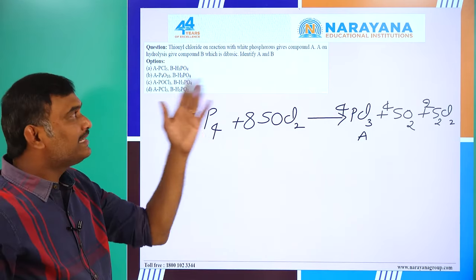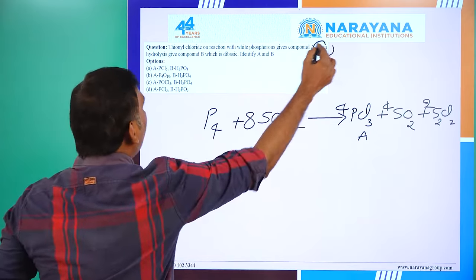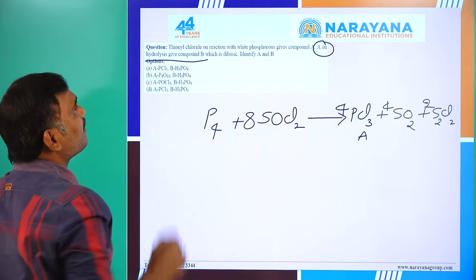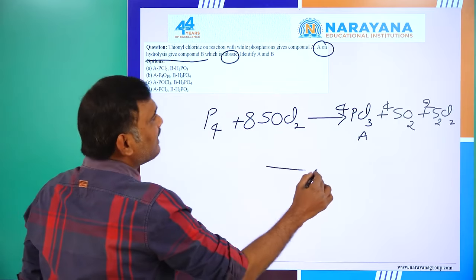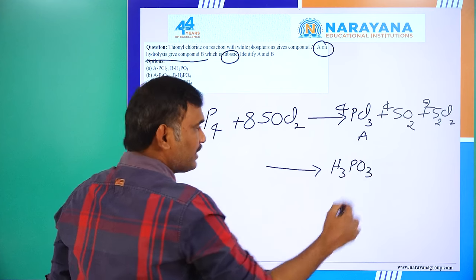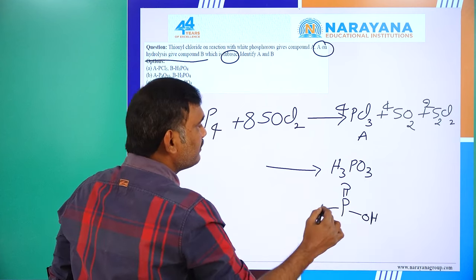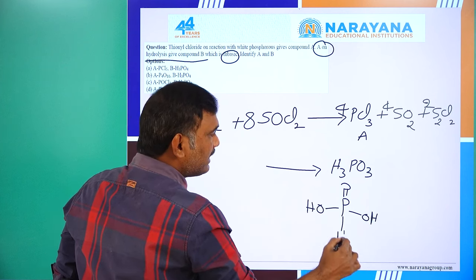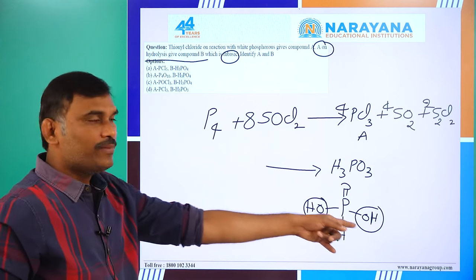Okay, here there is a chance, or an easiness, in the question. A on hydrolysis gives a compound B, which is a dibasic acid. A dibasic acid with phosphorus, it should be H3PO3. You see, in this H3PO3, only 2 hydrogens are removable. Yes or no? Removable hydrogens.